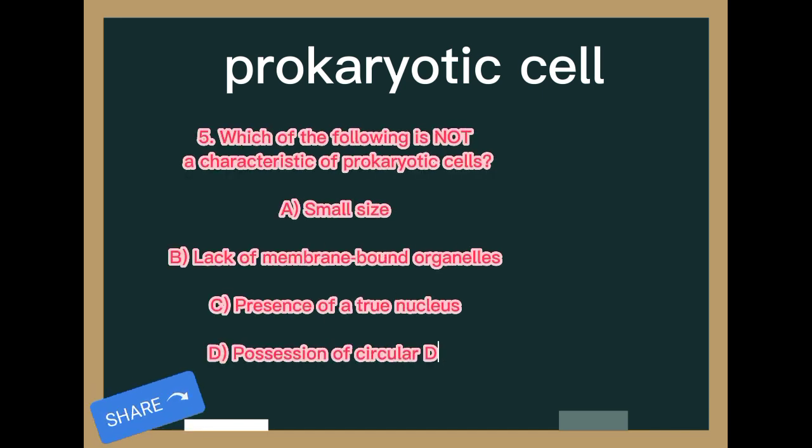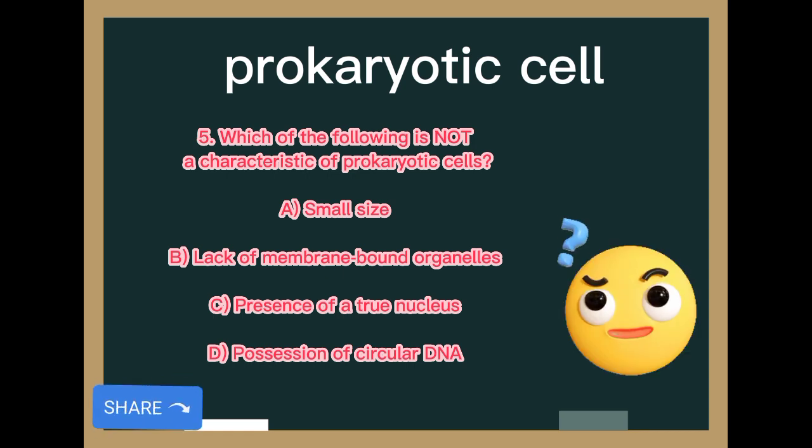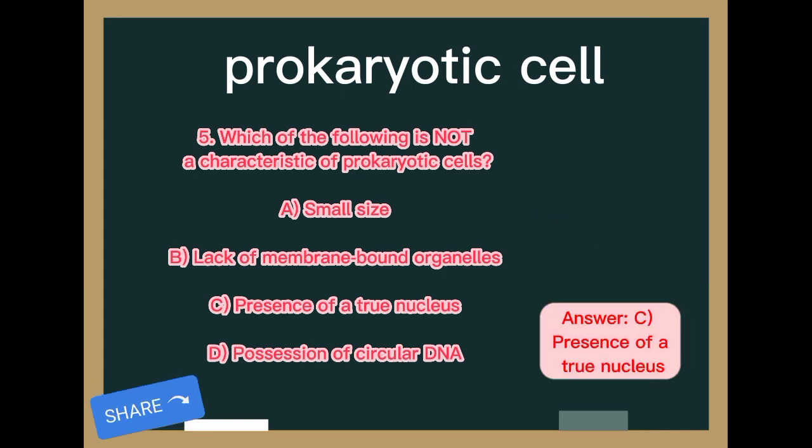5. Which of the following is not a characteristic of prokaryotic cells? A. Small size. B. Lack of membrane-bound organelles. C. Presence of a true nucleus. D. Possession of circular DNA. Answer: C. Presence of a true nucleus.